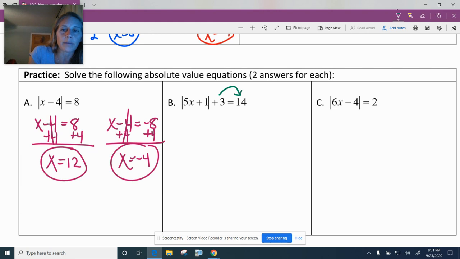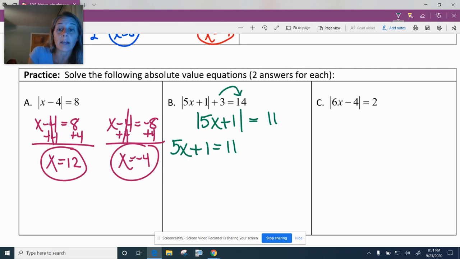Okay, example B. First, I've got to move that 3 to the other side. So I'm going to make my new problem here, which is going to be the absolute value of 5x plus 1 equals 11. Now I can split it up into the two options. So 5x plus 1 might equal +11, but that 5x plus 1 inside there could also be equal to negative 11.